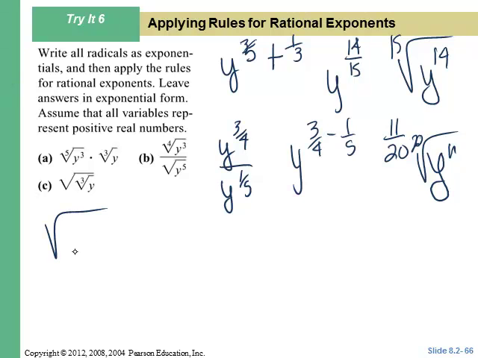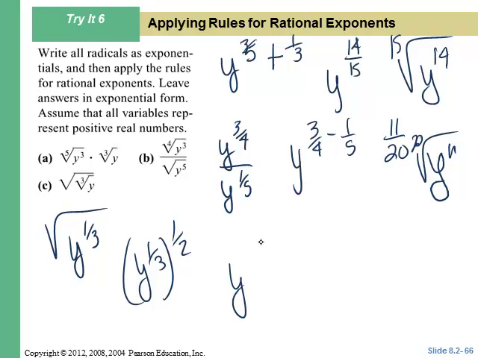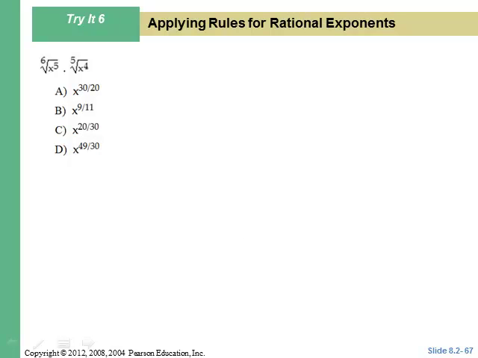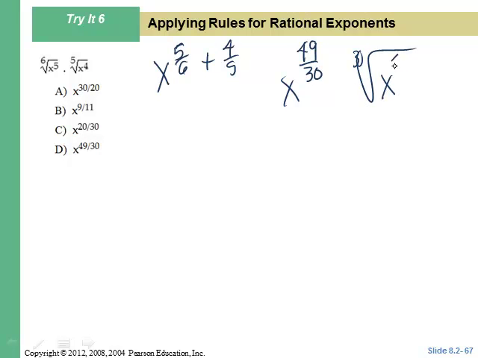This last one is the square root of y to the 1/3. Y to the 1/3 to the half. 1/3 times half is 1/6. You do this one, it's x to the 5/6 plus 4/5. They meet at 30ths. It's 25/30ths plus 24/30ths is 49/30ths. So it'll be the 30th root of x to the, oh, I'm sorry. Yeah, 30th root of x to the 49th.